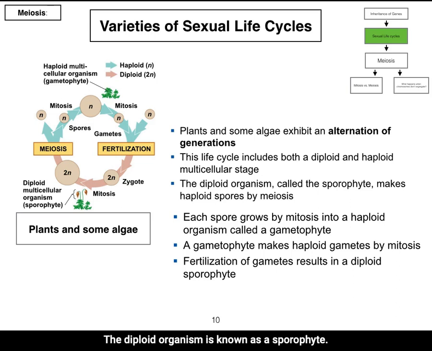The diploid organism is known as a sporophyte, which makes haploid spores through meiosis. After that, each spore grows by mitosis into a haploid organism known as a gametophyte. And then the gametophyte makes a haploid gamete through mitosis. Then fertilization of the gametes results in a diploid sporophyte.